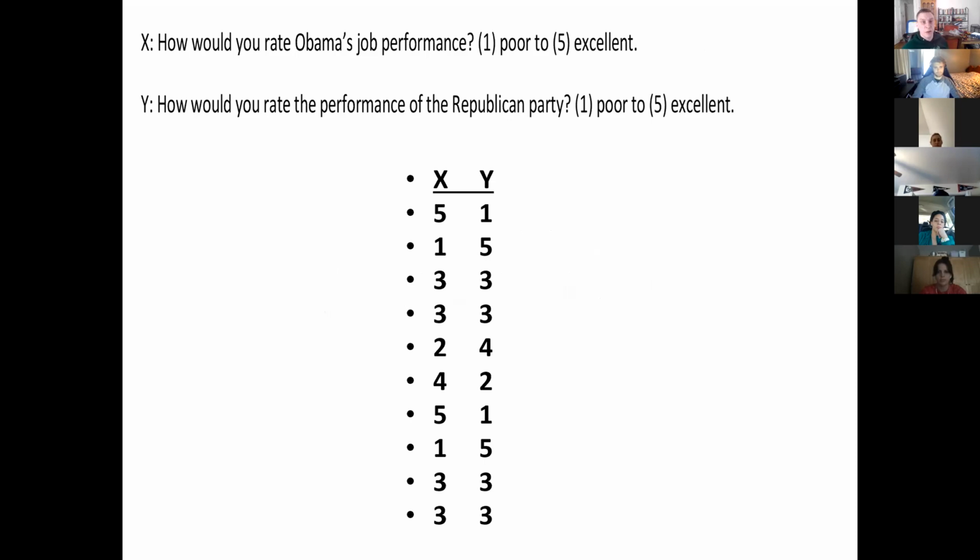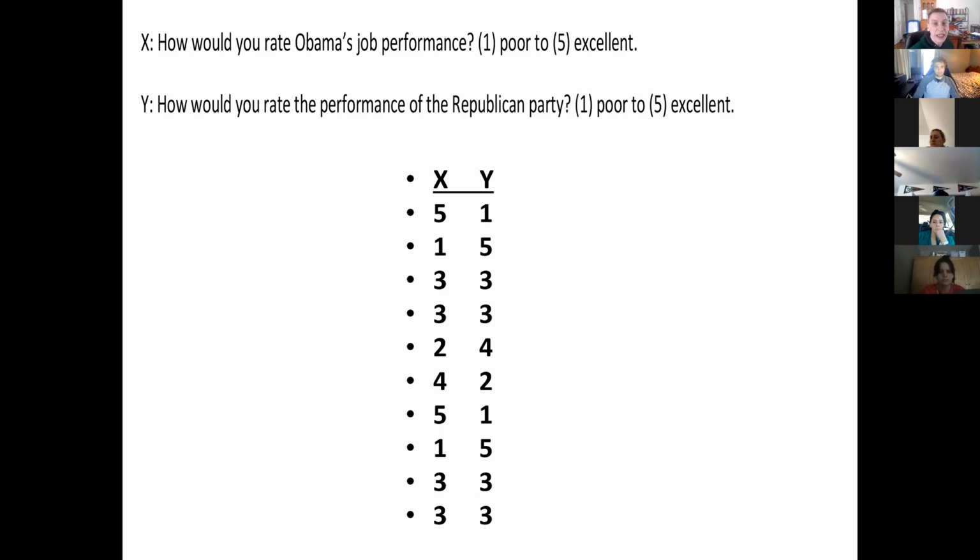Here is something that you can do. I'll do this in class as a demonstration. In this example, obviously Obama's in there, so a couple years ago. For the correlation here: how would you rate Obama's job performance, ranging from 1 to 5, poor to excellent? How would you rate the performance of the Republican Party, ranging from a 1, poor, to 5, excellent? And here are the results that I just made up.